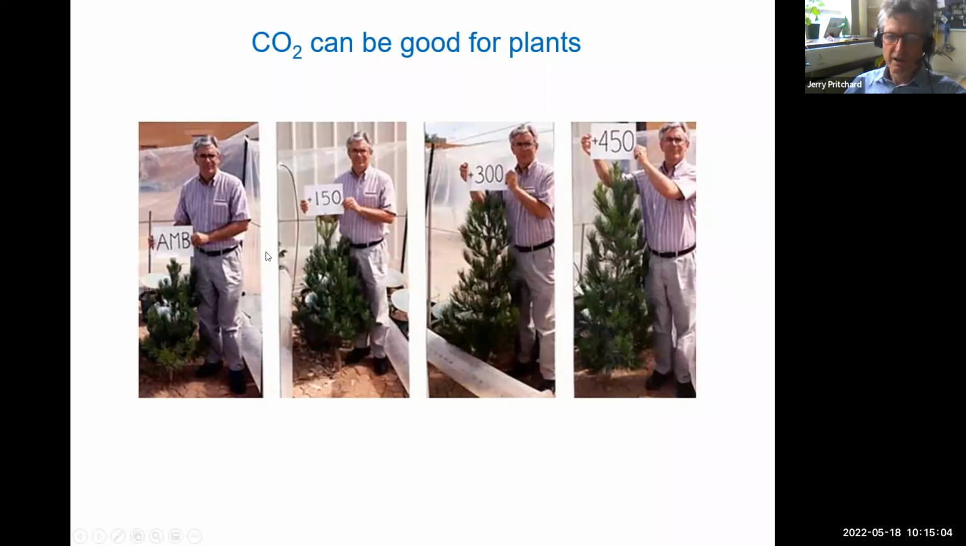Now, this is a picture of pine trees that have been grown at different levels of CO2 in a greenhouse. And you can see, if we give those pine trees more CO2, they grow bigger. But of course, these pine trees have been grown in a greenhouse with everything they need, all the nutrients they need, all the water they need, they've been protected from pests and so on. So the CO2 there is the limiting factor.